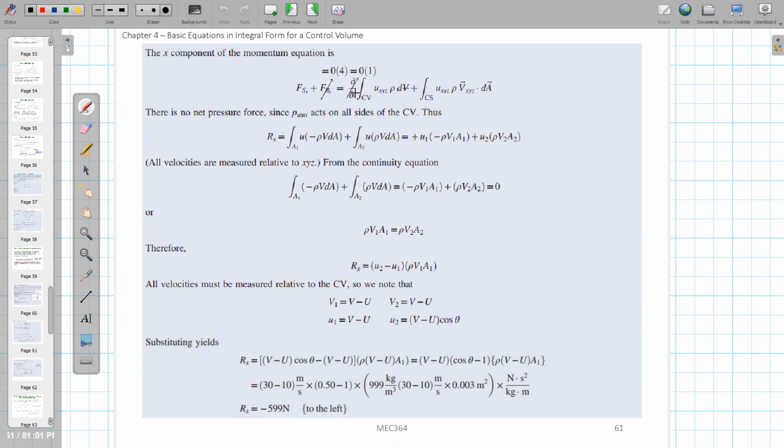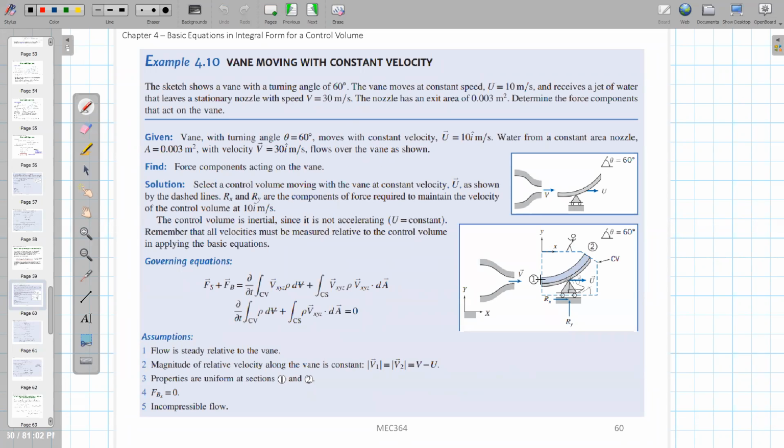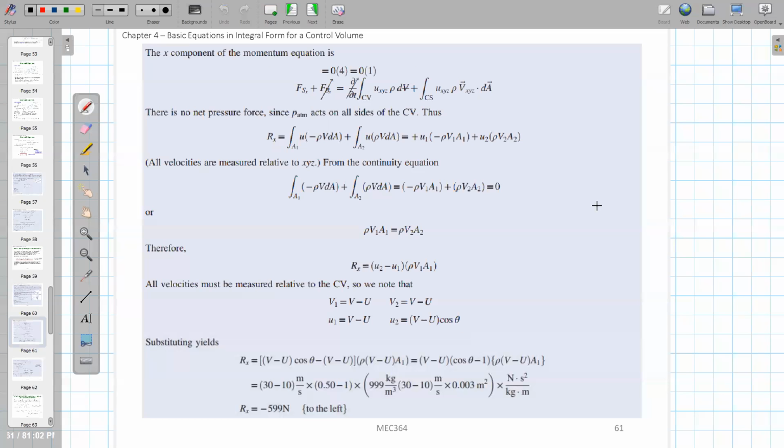In the end, the resultant force in the x direction, which is the x direction force acting on the vane, will just be equal to the change of the surface momentum flux in the x direction. So we substitute the terms here, and we have two parts: one location is the inlet, and the other location is the outlet.